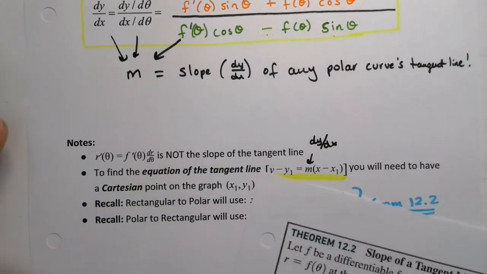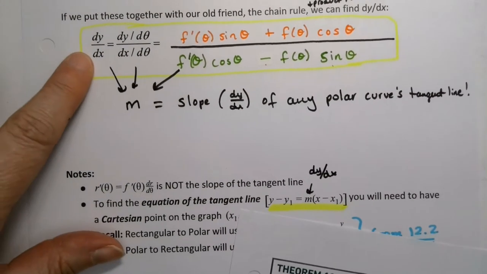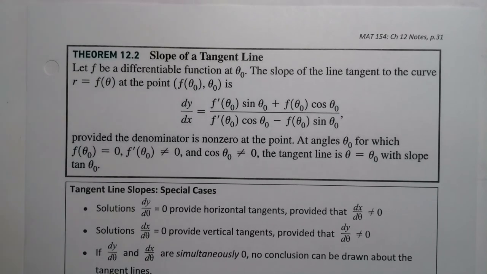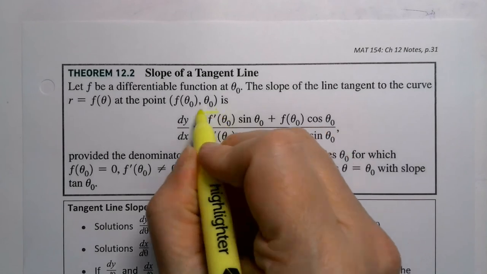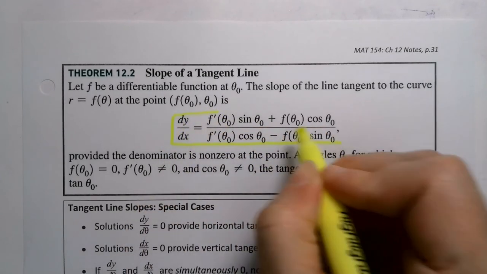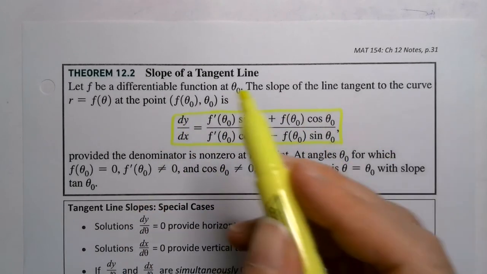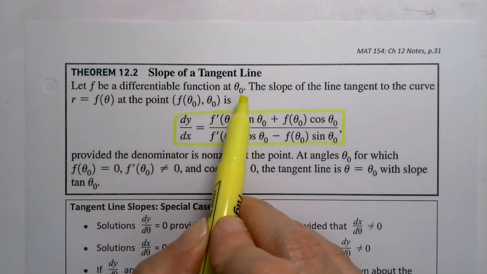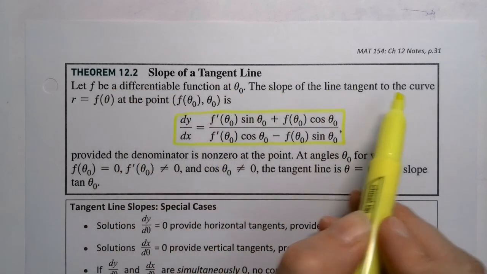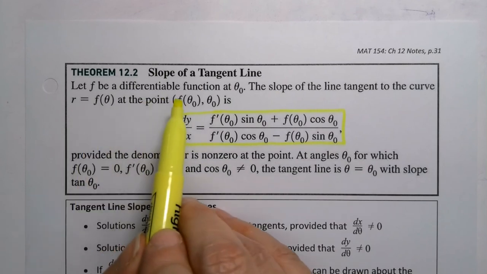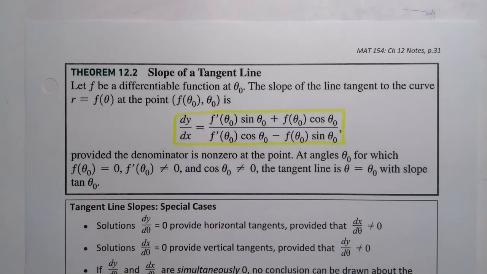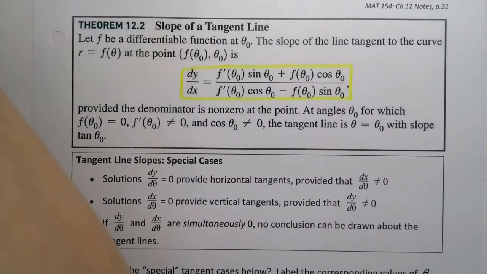All right, so I have the slope of the tangent line, this thing we just derived right here, written out right here in a slightly different form because they're putting in a theta 0, implying a specific theta value. So rather than just generic, right? So saying if it's a differentiable function at this value, theta 0, then the slope of the line that's tangent to the curve, that polar curve at that point, is this. This is the slope of a tangent line, right? This is m, right?